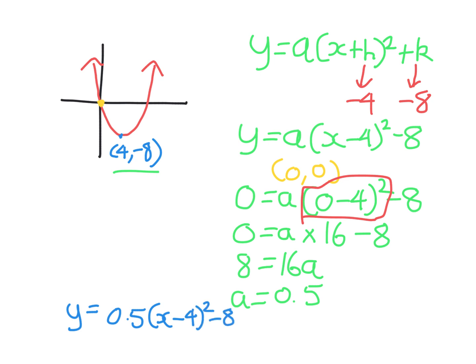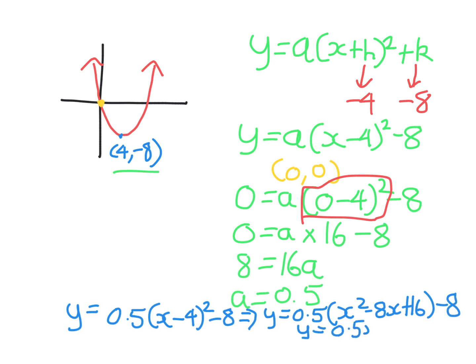So if we were asked to give this in expanded form, all we would do is expand the brackets first. So hopefully by now you know that that's x squared minus 8x plus 16. And you just have to multiply everything by 0.5. Now 0.5 times x squared is 0.5x squared, 0.5 times negative 8x is negative 4x. Now 0.5 times 16 is 8. 8 minus 8 is 0. This is our answer in expanded form.